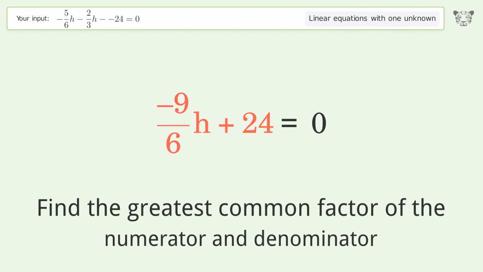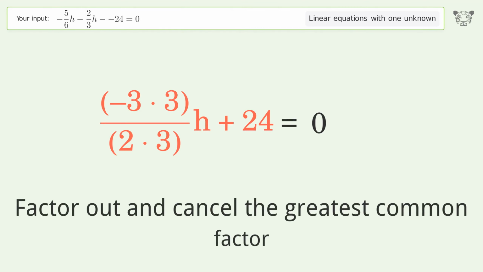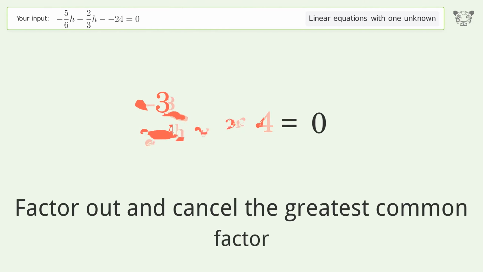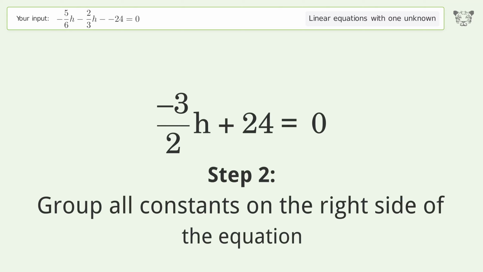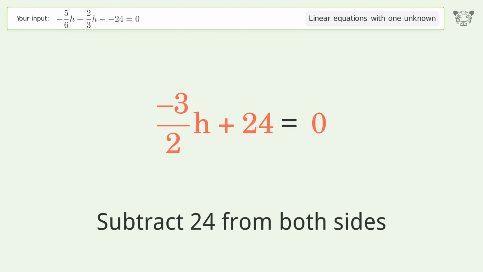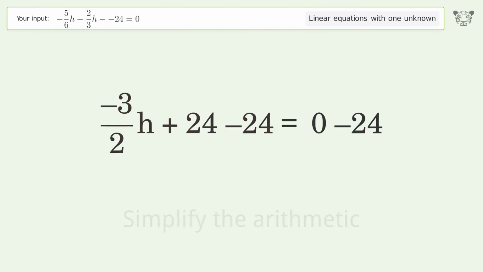Find the greatest common factor of the numerator and denominator. Factor out and cancel the greatest common factor. Group all constants on the right side of the equation. Subtract 24 from both sides. Simplify the arithmetic.